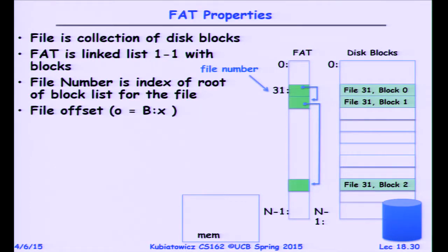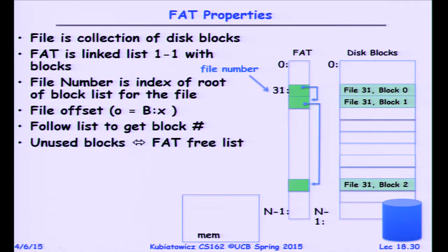And so we can talk about offsets in the file as being a pair of a block number and an offset within the block. So again, if we had 4K blocks here, then this X is from 0 to 1023. We follow the list to get the block we're interested in, and unused blocks are in a free list. So for instance, we have a free pointer, which basically links all the free blocks.